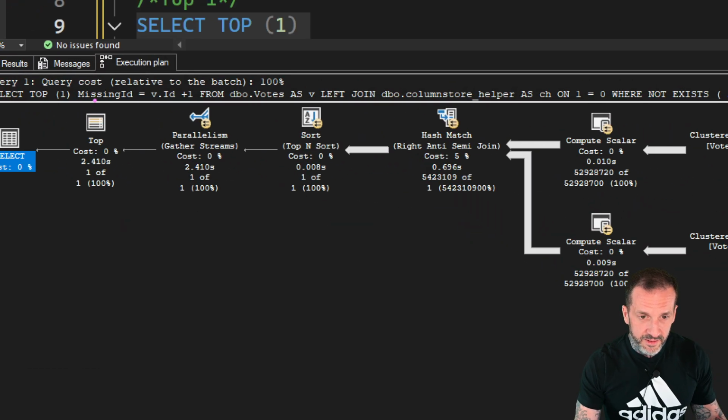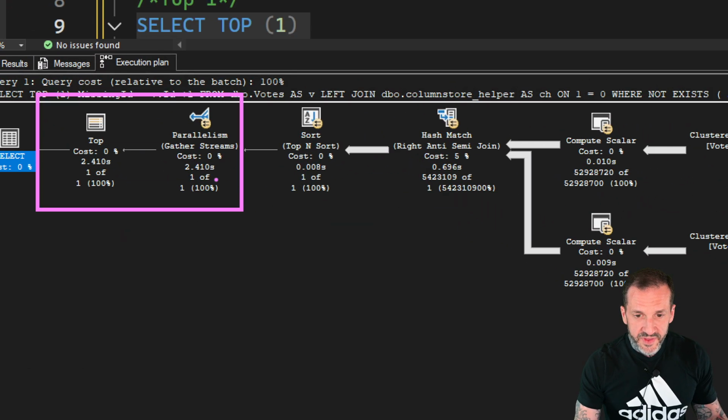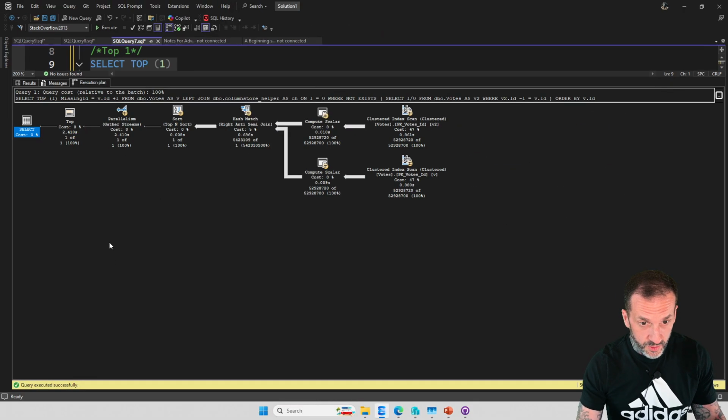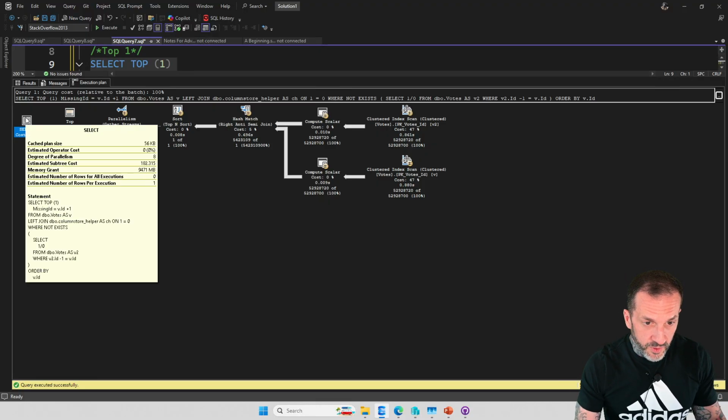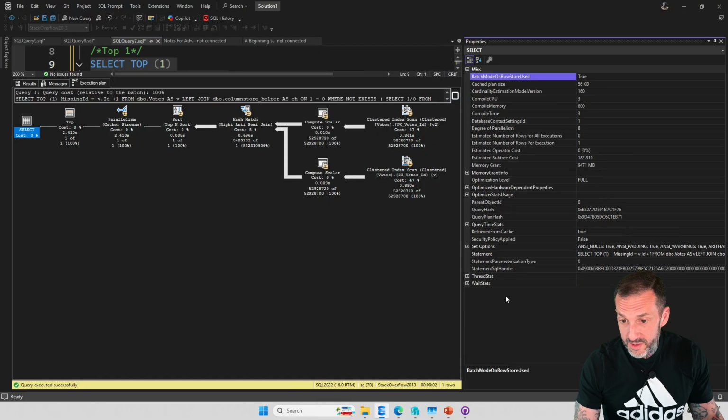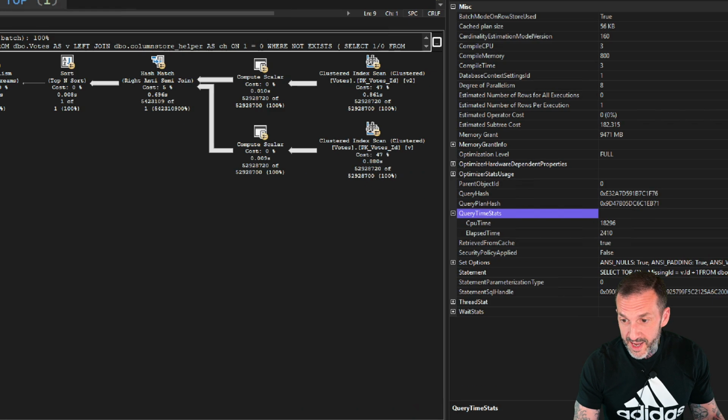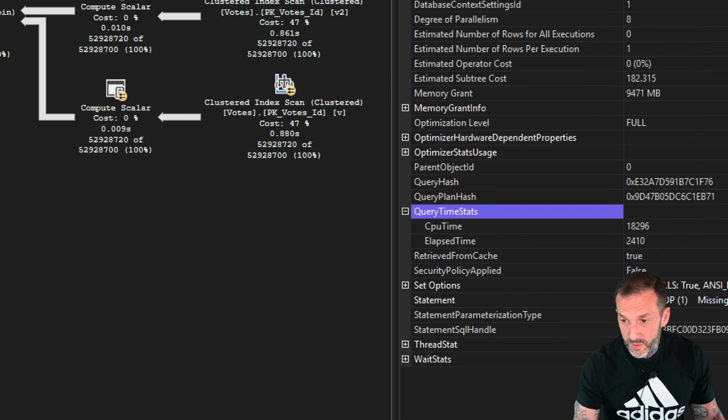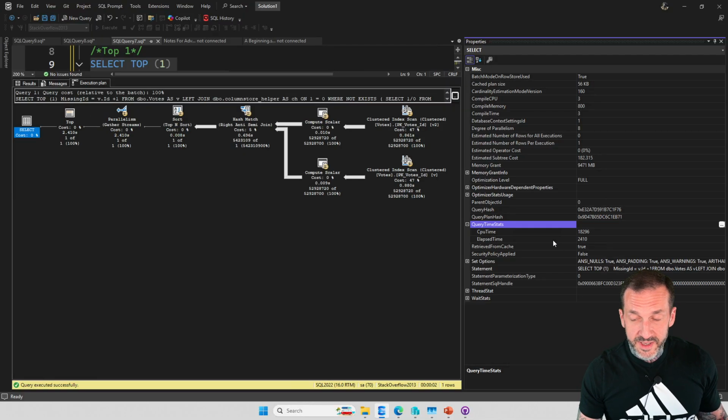But by the time we get over here and we get to these row mode operators, these ones add up all the times for the stuff that happened before them. So the 2.4 seconds you see here and here is not 2.4 seconds apiece. You remember this whole query finished in about 2.4 seconds. We can validate that by going to the properties and looking at query time stats and seeing that there was about 18 seconds of CPU time and 2.4 seconds of elapsed time.